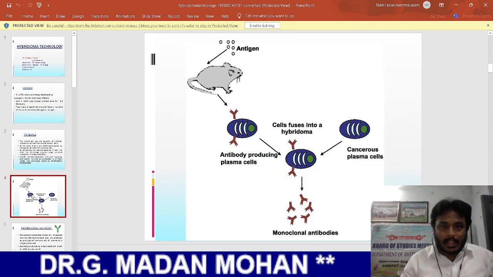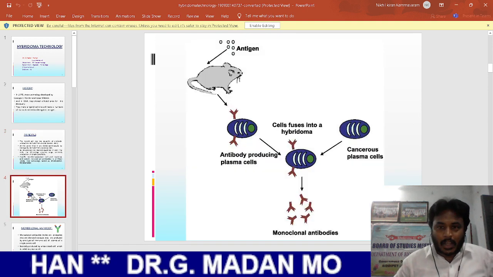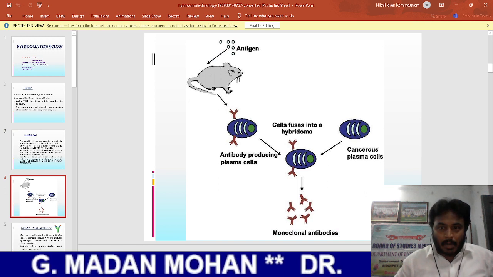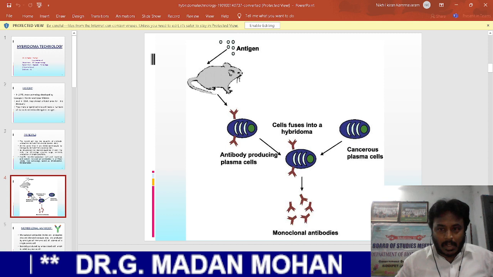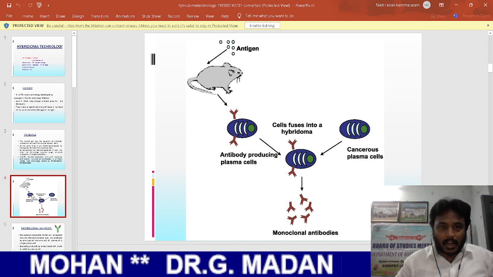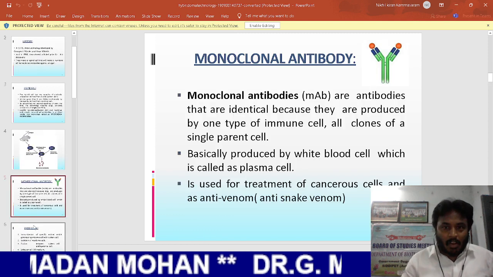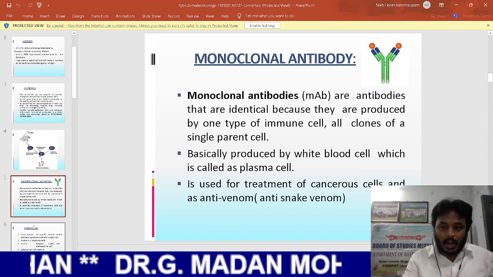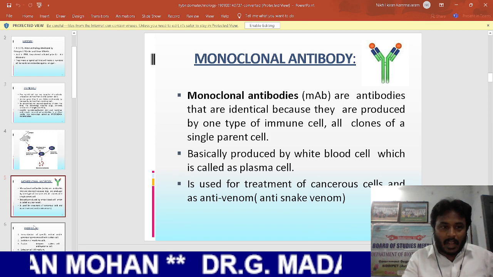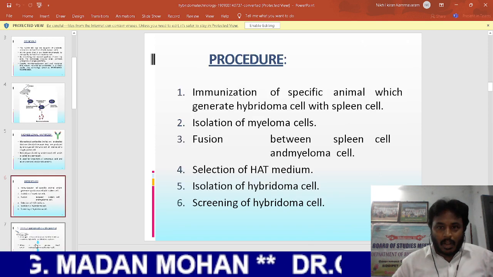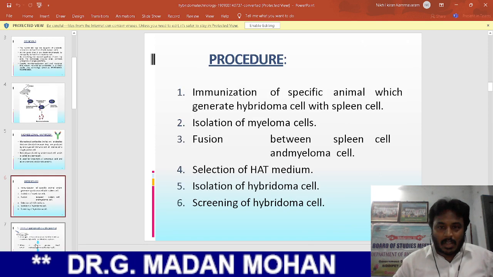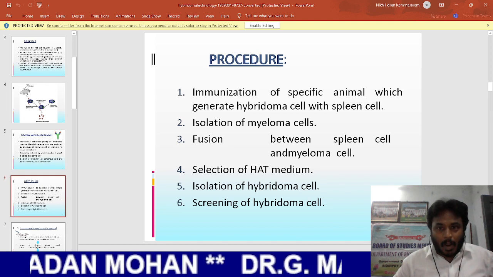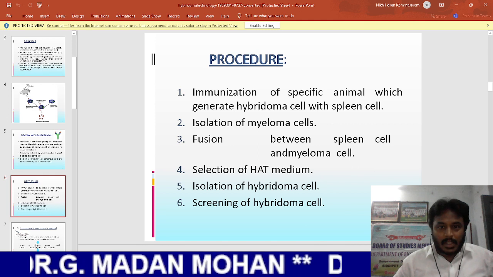So you can see in the slide the production of monoclonal antibodies. Here hybridoma cells are prepared first, and with the help of hybridoma cells the monoclonal antibodies are generated. So production of monoclonal antibodies by using hybridoma cells consists of two main events. One is preparation of hybridoma cells, second one is production of monoclonal antibodies. Preparation of hybridoma cells consists of 6 steps.